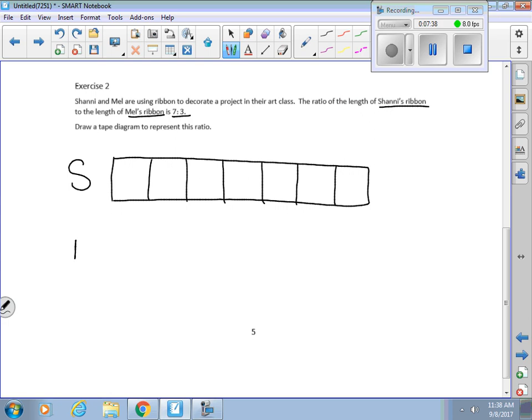We're going to do the same thing for Mel's. For Mel's, we want to start at the same place, okay? And how many over am I going for Mel's? Cassie? 3. 3, very good. So I'm only going to go to here and then stop it, and make that tape diagram for Shani and that one for Mel.